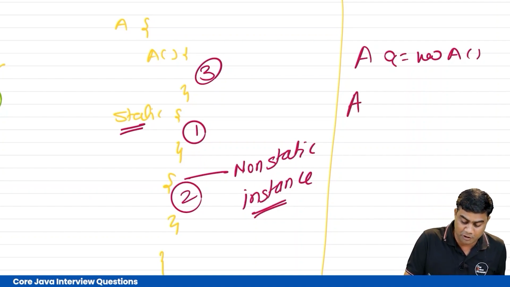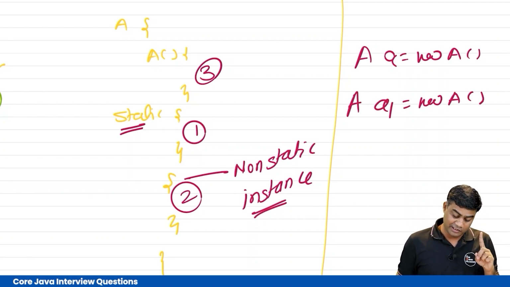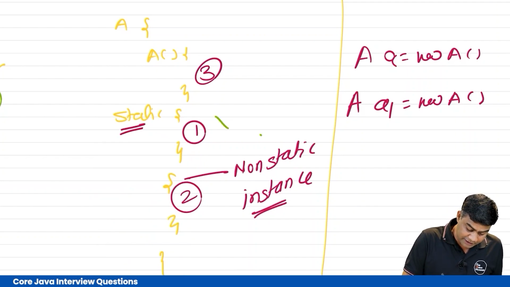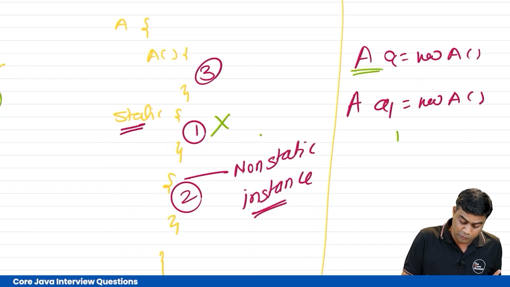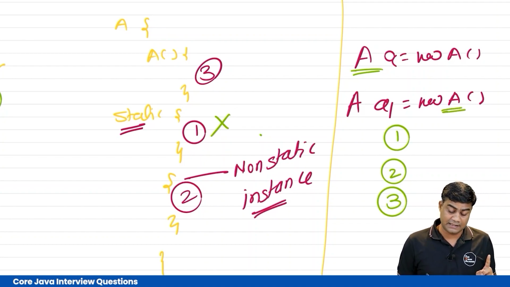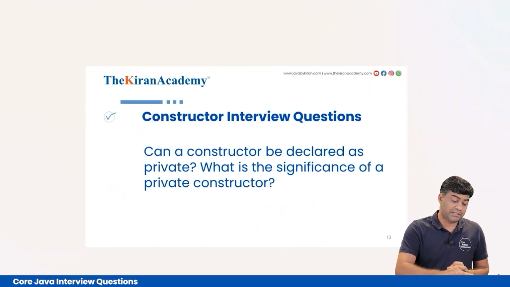If you create one more object, this is one more tricky thing you should explain to the interviewer. Remember, the static block will not get called again, because it was already called by the first line. So what was the first output? 1, then 2, and then 3. Now, when you write this line again, the non-static block will get executed and the constructor will get executed. The static block will not get called again. It's very simple. Move to the next question.